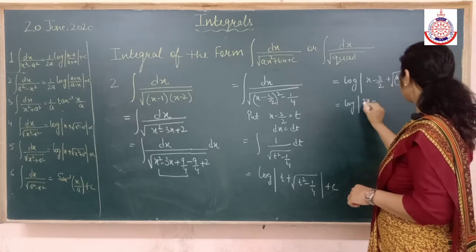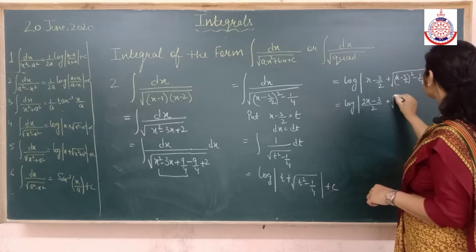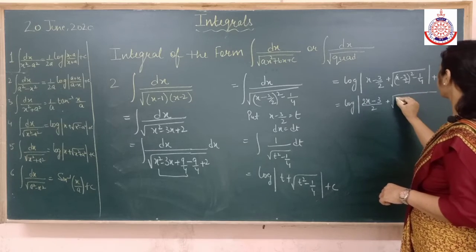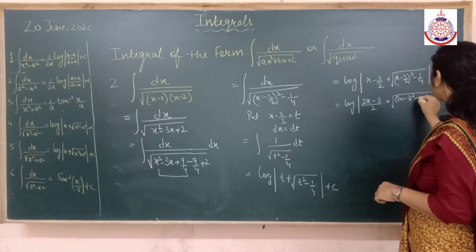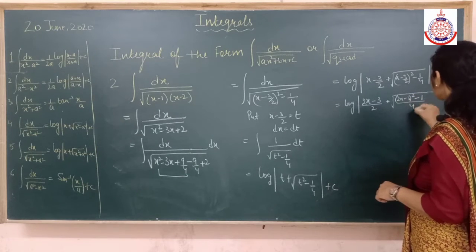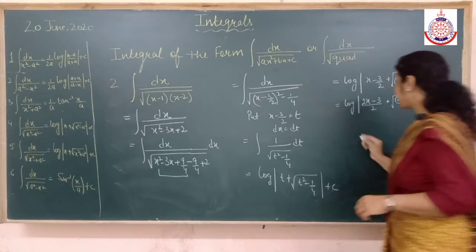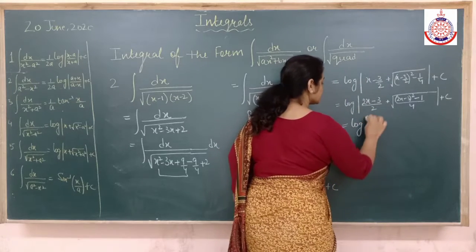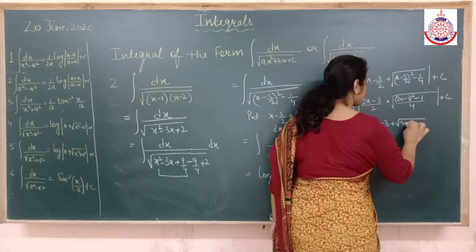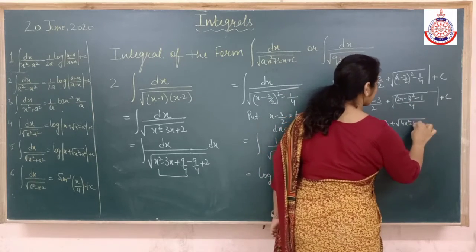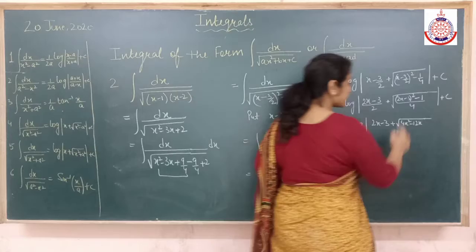I can just take LCM here. Here also we can take LCM inside. Alright, it will be 2x minus 3 whole square minus 1, this 4. When this 4 will come out of the under root, it will become 2. Then I can apply the rule. Plus 9 minus 1.